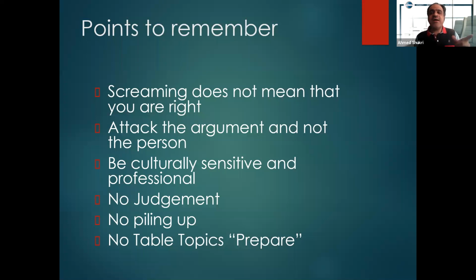And do not pile up on a weak member of the other teams. It's not ethical to pile up on a person who, once you see that the person has a weak argument or was not convincing in laying forward the arguments, you can attack the argument, but piling up can be similar to bullying. So be careful about that. My last point, it's not table topics. You need to prepare to become an effective debater in this part.